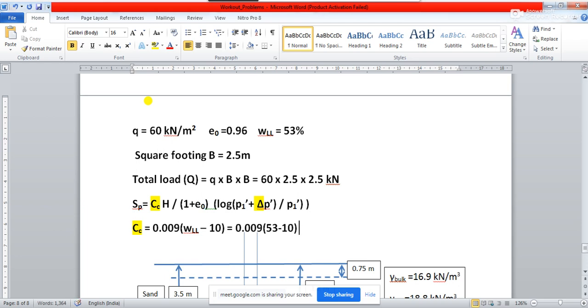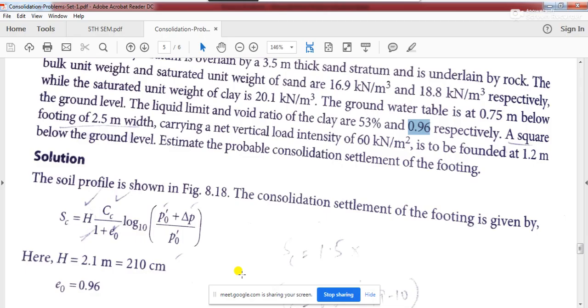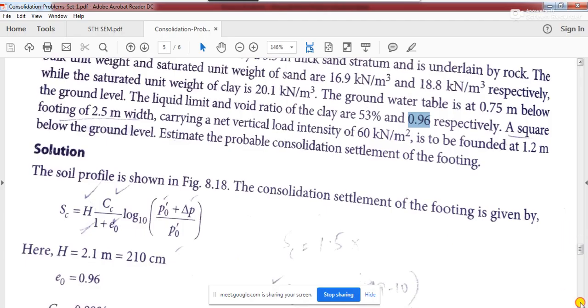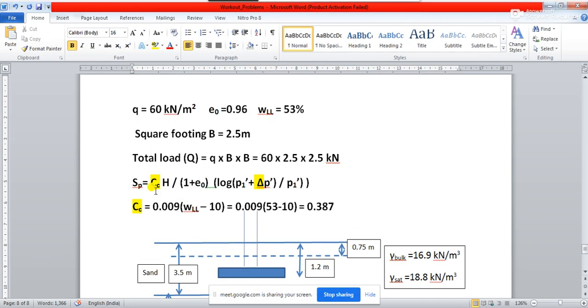So can anyone tell how much is the value we should get for CC? 0.387, sir. 0.387. So is it matching with the book, whatever they have solved? Let us see the book. So 0.387, that's what we have done. So we are done with the first step. Okay, now come to the problem again. So the CC value we have observed.